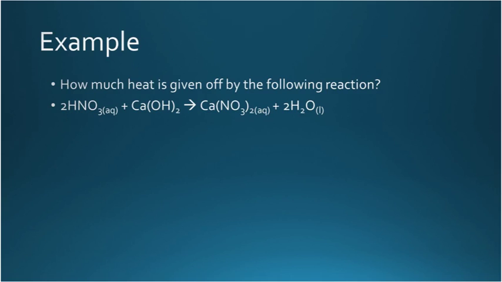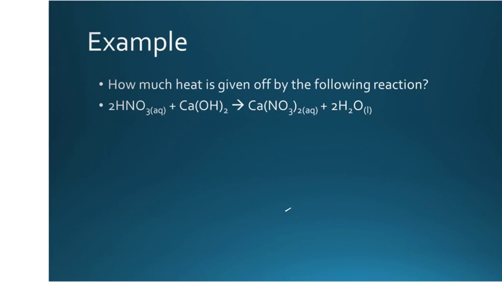So let's do an example. How much heat is given off by the following reaction? 2HNO3 plus Ca(OH)2 gives us Ca(NO3)2 plus 2H2O liquid. The state, whether it's a solid, liquid, or gas, is important, and you will have to look at your table of enthalpies to make sure that you're getting the right value. So let's set up this equation.